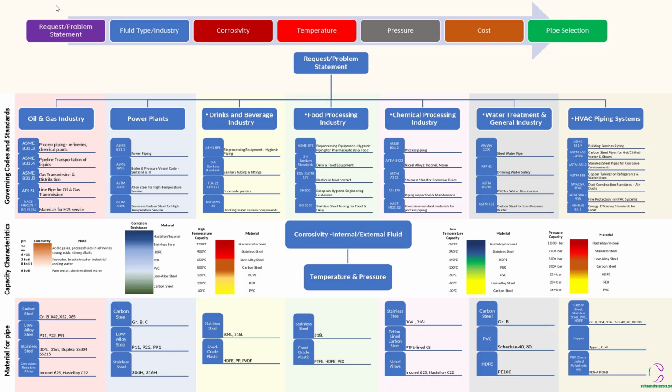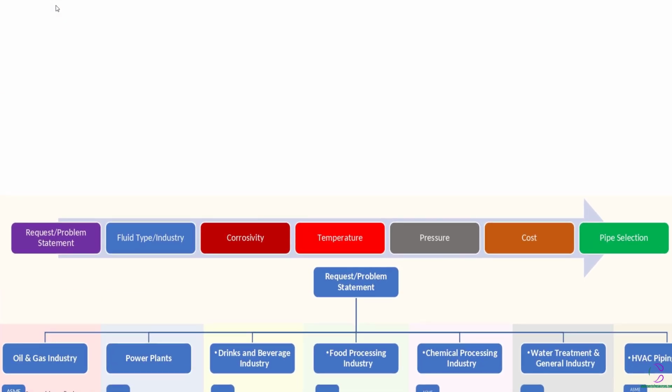In order to select a pipe, first of all, there needs to be a problem. There needs to be an identified issue to solve, so there has to be initiation. Then we need to understand the fluid type or the industry. The industry will tell us the fluid types, and the fluid types can also tell us the kind of industry we are dealing with. From there, we move on to corrosivity. You need to identify the corrosivity of the environment, both the environment within the piping or pipeline and outside of these pipes.